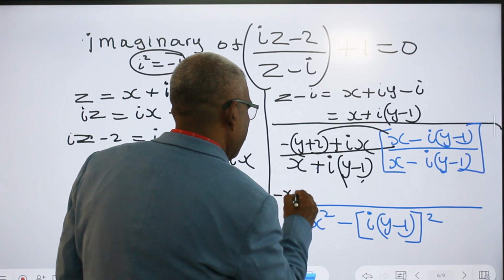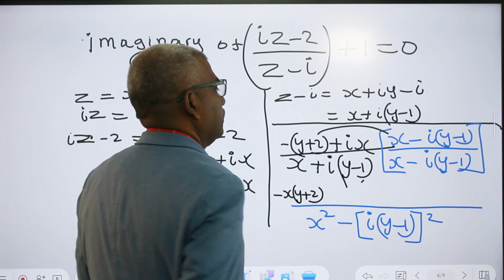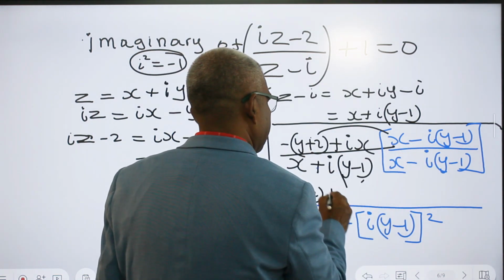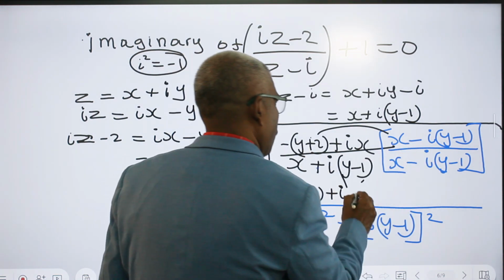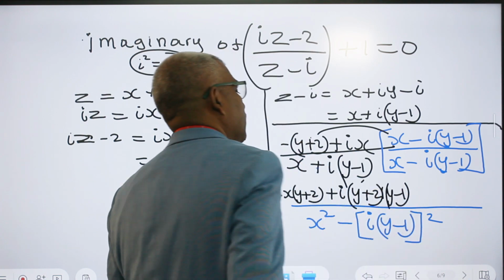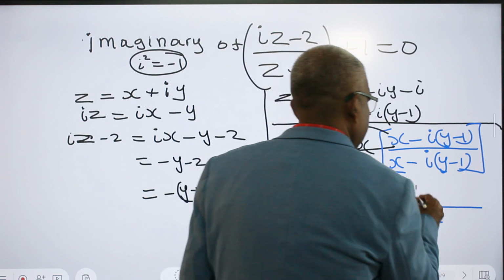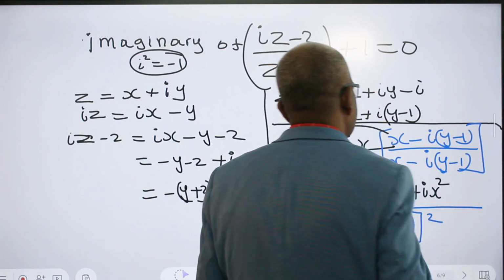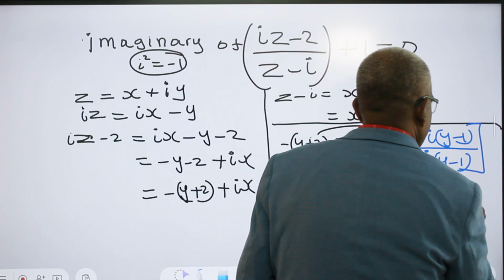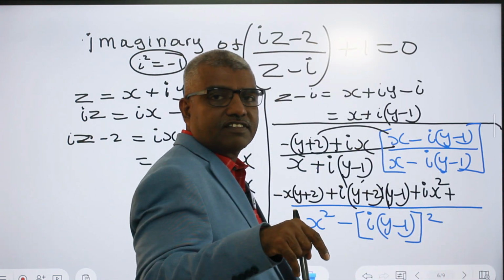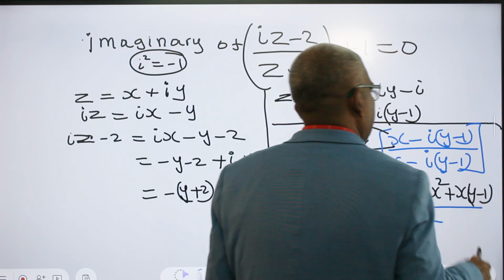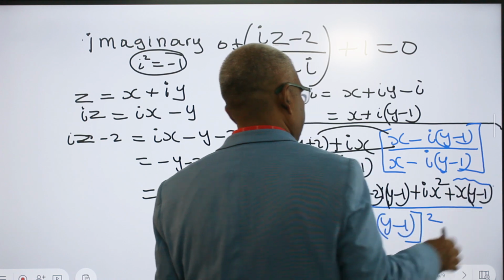Minus x(y plus 2). Then minus minus will be plus, plus i(y plus 2)(y minus 1), then plus ix squared. Then i squared is minus 1, minus is plus 1, i squared is minus 1, already minus is there, so it will be plus x(y minus 1). So here the i portion is removed.